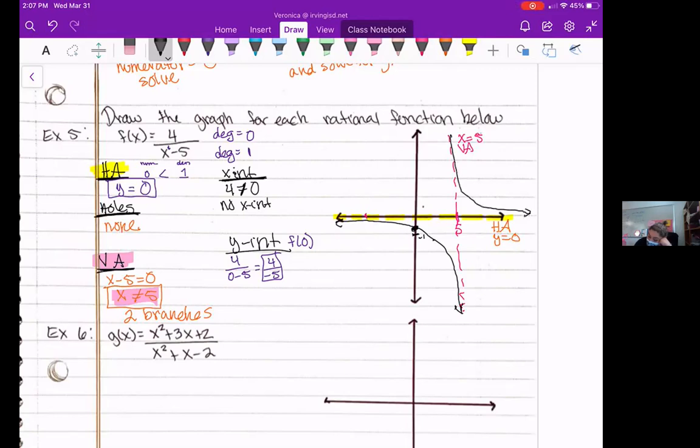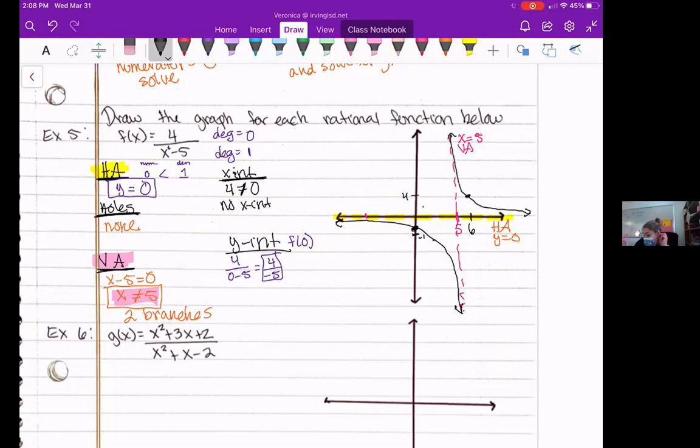Or you could pick an x value and plot it, right? So if I picked 6, x is 6. So here's 6. 6 minus 5 is 1. So 4 over 1 is 4. So 6, 4. So this is probably right there.